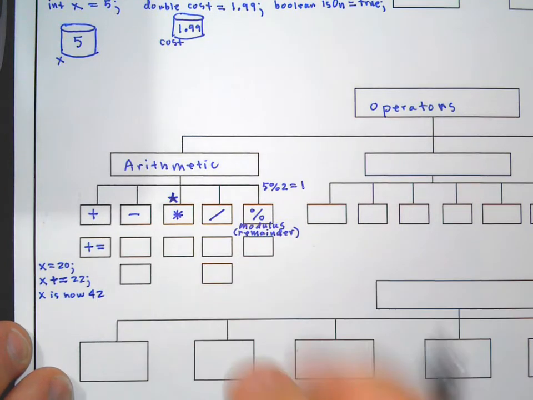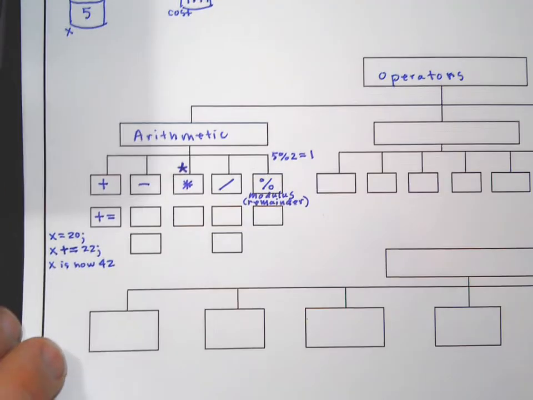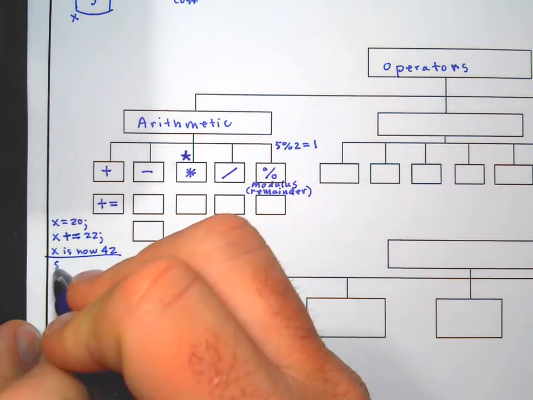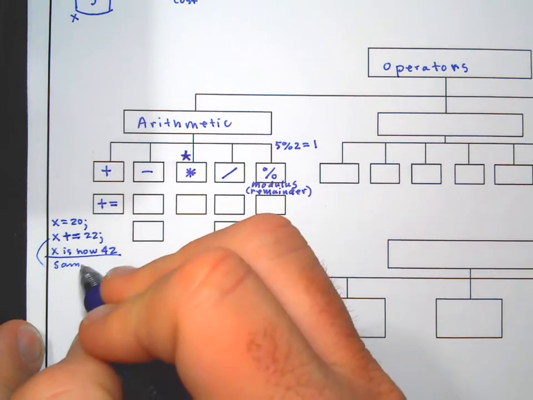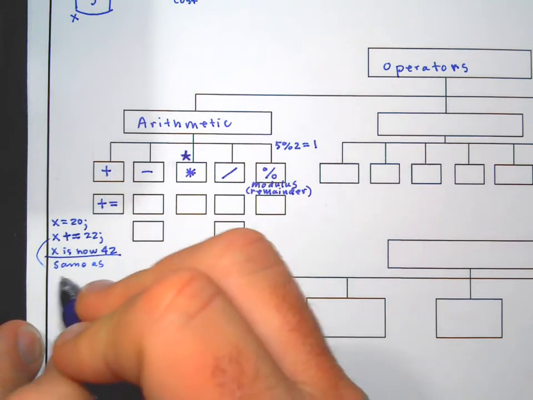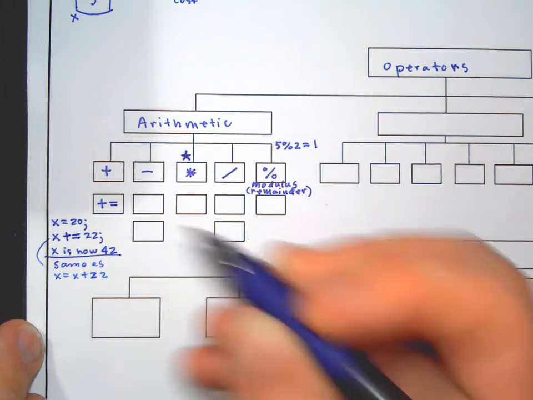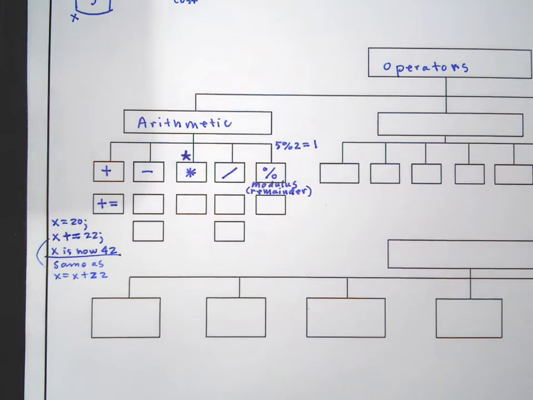Now you probably need to write small on this sheet, by the way, too. There's a lot of stuff going to fit on here. Okay, so that means that this right here is the same as the statement x equals x plus 22. So it's a little shorter way of writing. And we often do this kind of stuff in Java, so otherwise they wouldn't have made it a convenient shortcut.